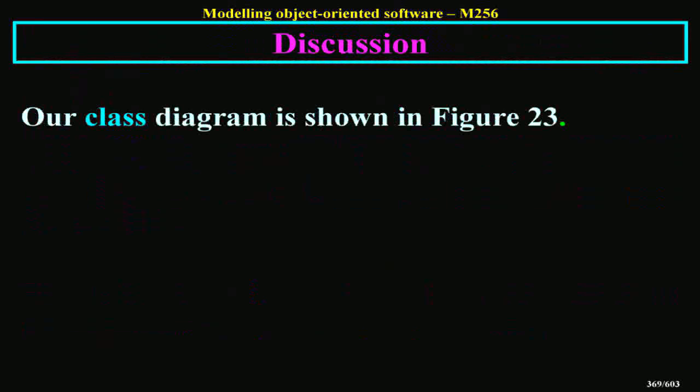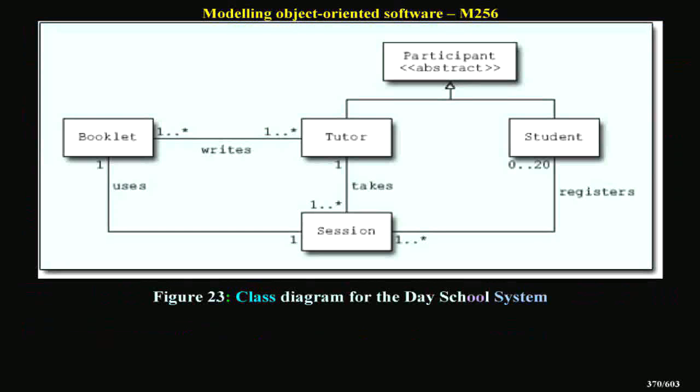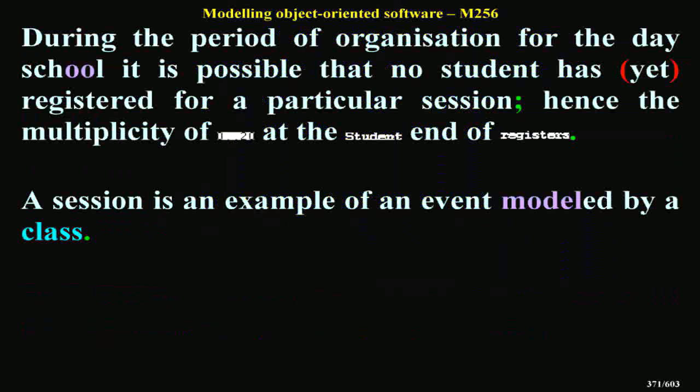Discussion. Our class diagram is shown in Figure 23, the class diagram for the day school system. During the period of organization for the day school, it is possible that no student has yet registered for a particular session. Hence the multiplicity of at the end of. A session is an example of an event modeled by a class.